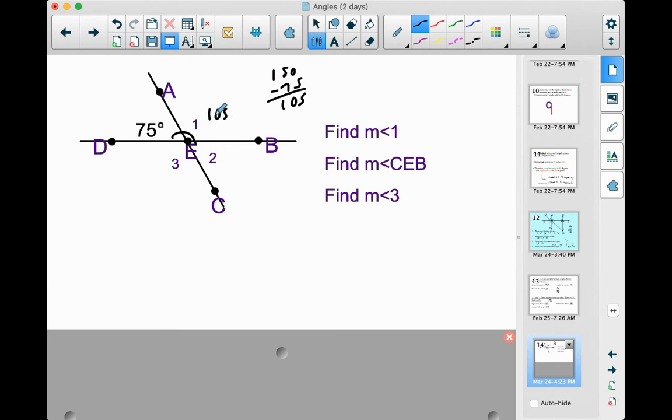Now that I know angle 1, I can see angles 1 and 2 are supplementary. So they also have to add up to 180, which means 2 is going to be 75. Notice the vertical angles are equal to each other. That'll always happen. If I keep going around, 2 and 3 are also supplementary. So if that's 75, that has to be 105. So they add up to 180. Again, 3 and 1, which are vertical, end up both being 105. Vertical angles are always equal to each other.